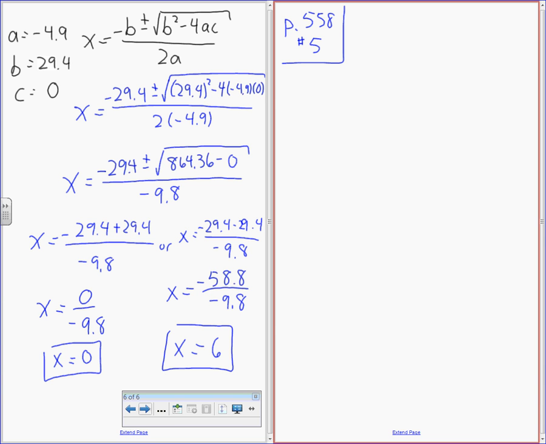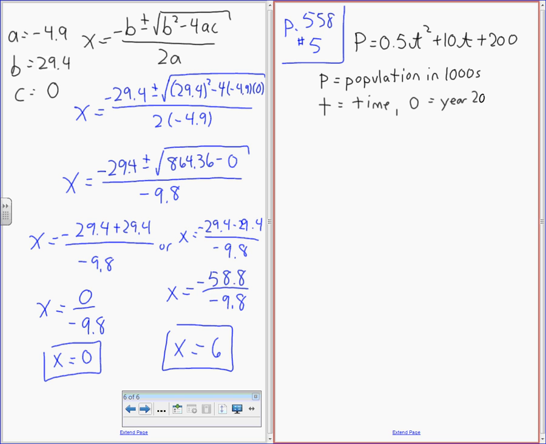This is a question that I put on here, but it's worded awfully. The question says, the population of a city is modeled by P equals 0.5t squared plus 10t plus 200, where P is the population in thousands, and t is time with 0 equals the year 2000. So I want to know when is the population of 250,000.